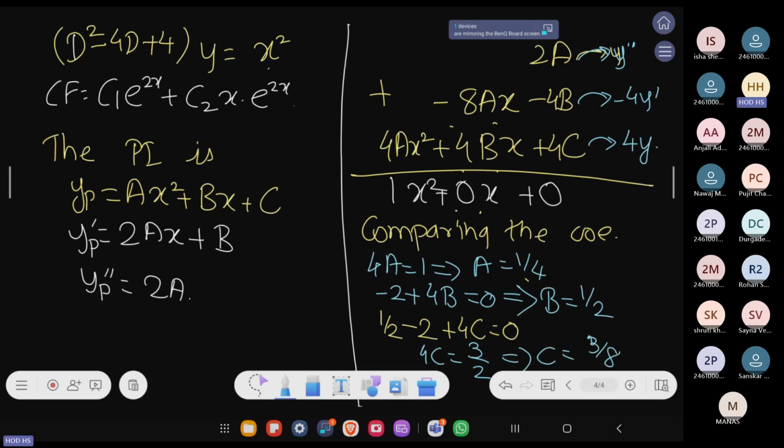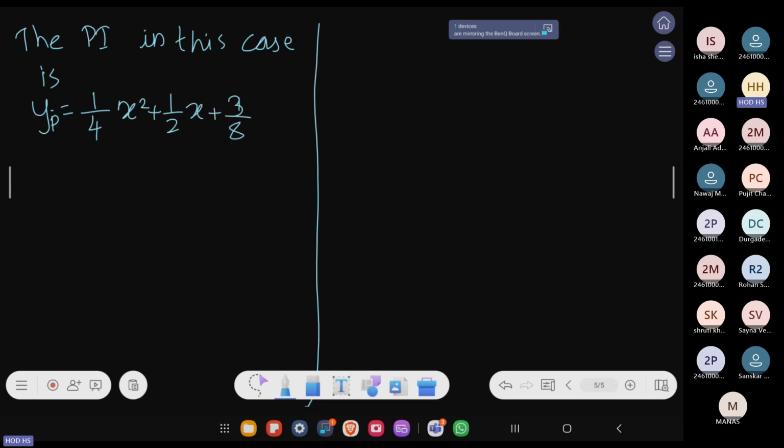So I got my coefficients. I'll rewrite my particular integral. In this case, yp is equal to 1 by 4 x square plus half x plus 3 by 8. So this was the value of the particular integral. But notice that this particular integral is not the final solution. You have to write down your final solution as CF plus PI.